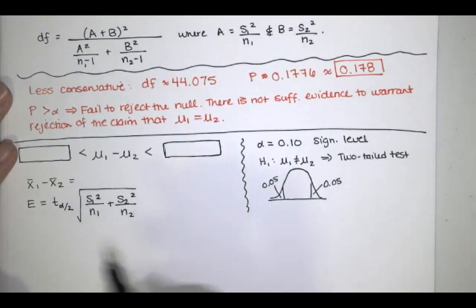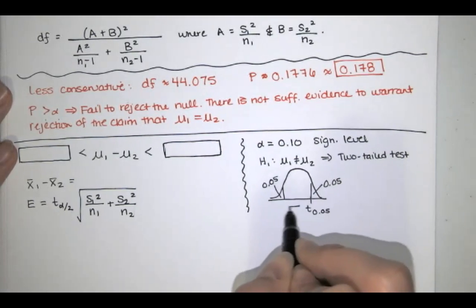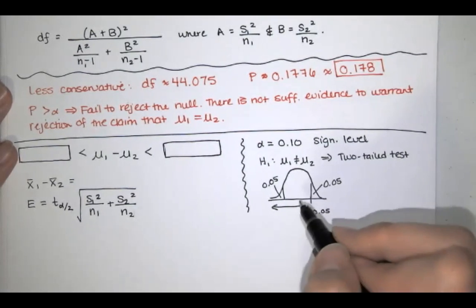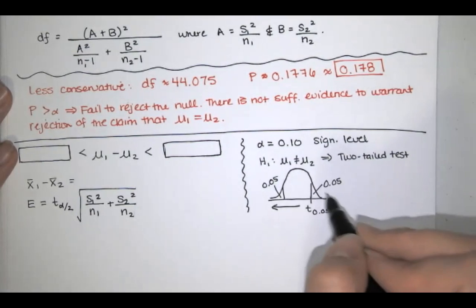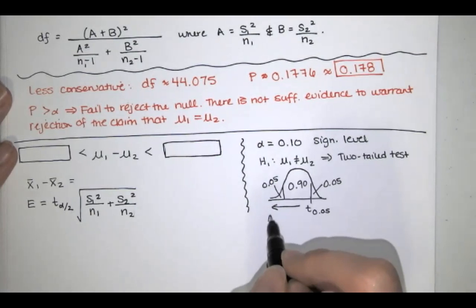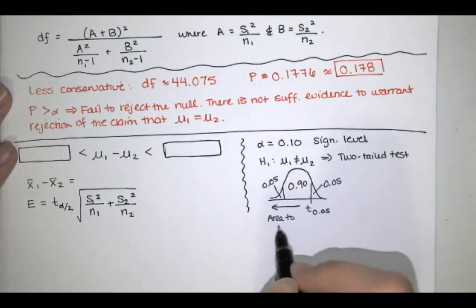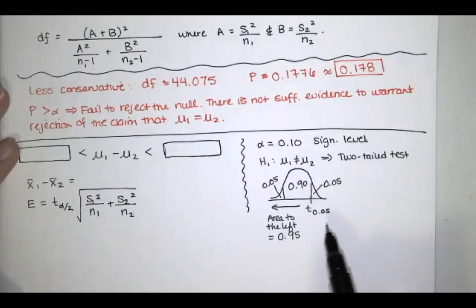And when I'm looking for t sub alpha over 2, what I'm looking for is t sub 0.05. That's the t-score that has an area of 0.05 to the right. 10% of the area is in the tails. We're going to have 90% of the area in the middle. So the area to the left of this t-score is 0.95.